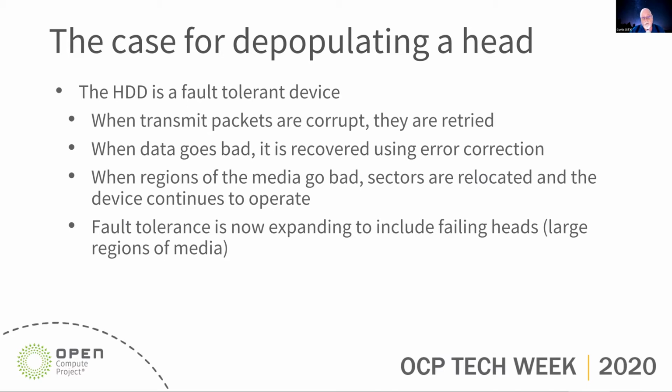the hard drive is a fault-tolerant device, and we find that when transmit packets are corrupt, they're retried. When data goes bad, it's recovered using error correction. When regions of the media go bad, sectors are relocated and the device continues to run. So fault tolerance is now expanding to include failing heads, which are larger regions of the media. This capability is in its infancy and it's growing, but this is the first way that has actually been deployed that I'm aware of in a standardized way.